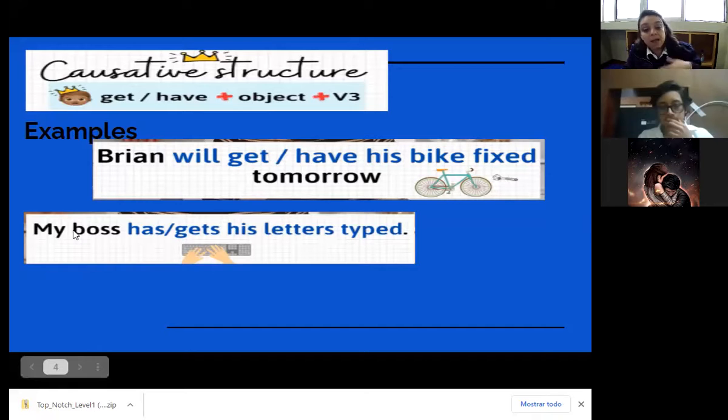Another example. My boss has, because it's he, right? He has, or gets, his letters typed. So it says that the boss has received his letters typed. Someone else typed the letters. Maybe a person that works right there, or maybe the secretary types the letters, or someone else. But the boss never does anything. He only receives the letters typed, okay?